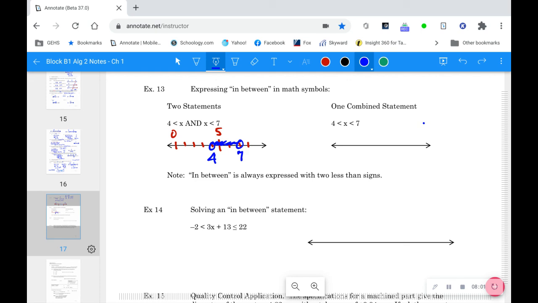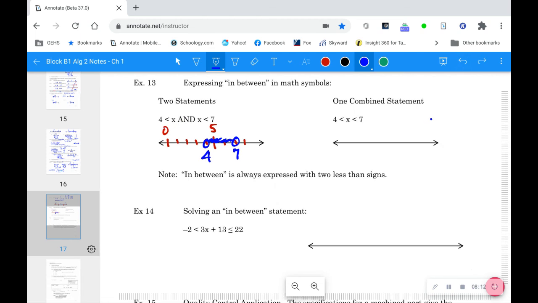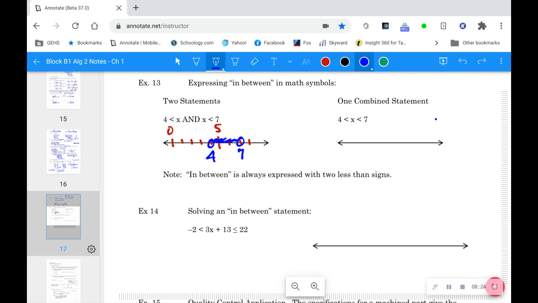Now, I can kind of illustrate that by doing the following. This part here would be the left-hand side of it. And this side here is the right-hand side of it. And the word and is not shown, but it's implied. So a less than sign on the left. Just a second here. And another less than sign on the right. And that's an in-between statement.